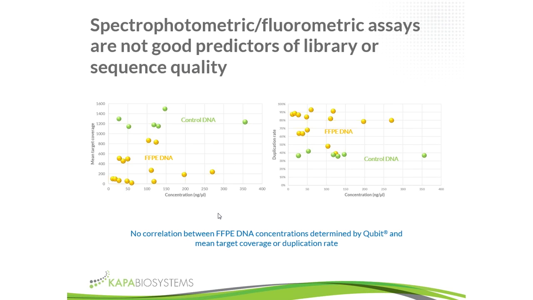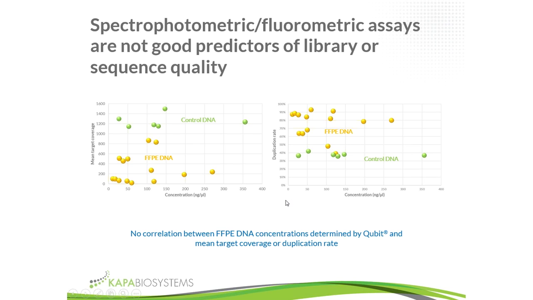So most labs at least do a little bit of QC to look at concentration and size distribution of FFPE DNA. Concentration obviously is important to do some sort of a concentration determination, to decide the input or see whether the sample meets the minimum input requirements for the library construction pipeline. But generally, spectrophotometric or fluorometric concentration assays aren't really good predictors of library or sequence quality.